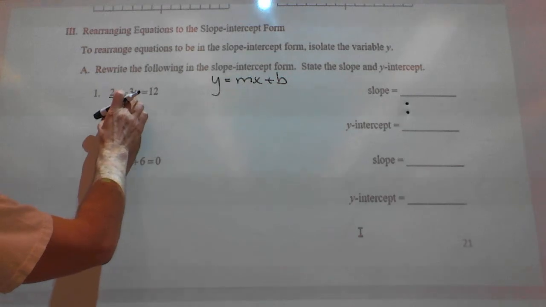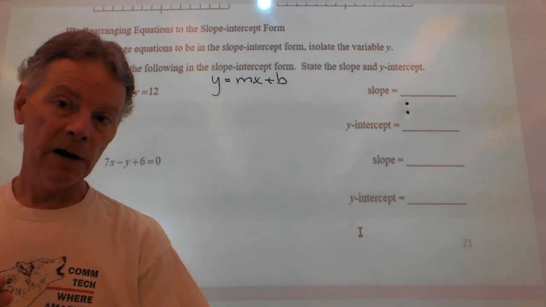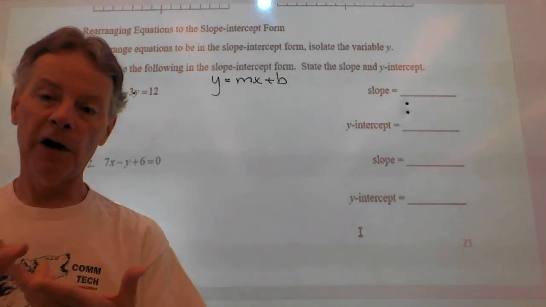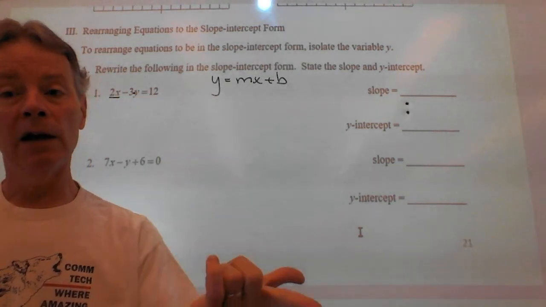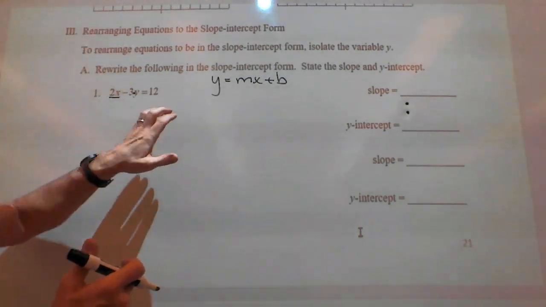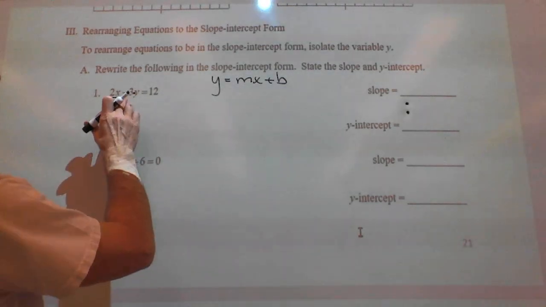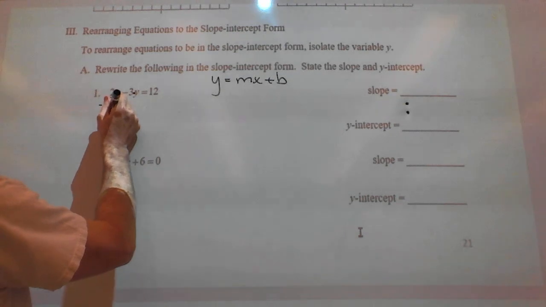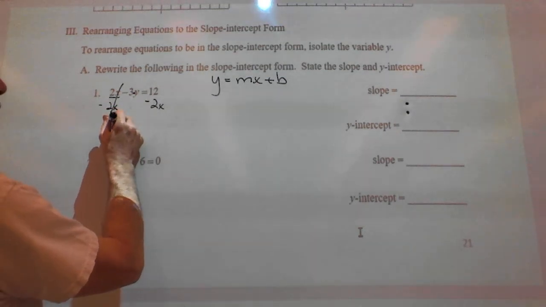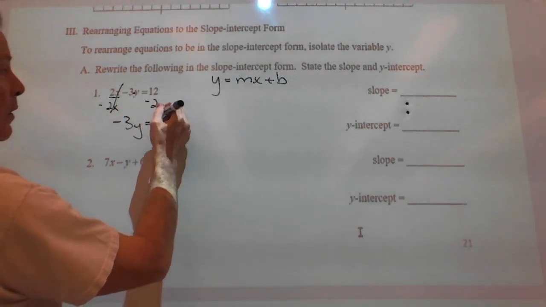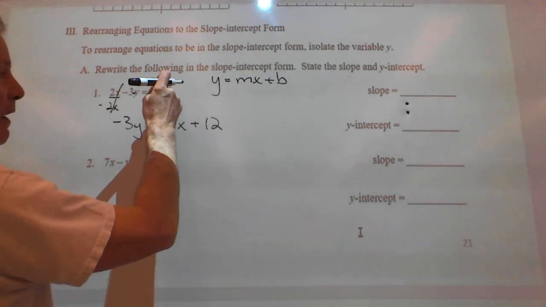When you isolate variables, remember, you always do the opposite of order of operations, okay? You do subtracting and adding first, dividing and multiplying second. You deal with exponents third, and you deal with brackets last, okay? So, very quickly, we want to get rid of this 2x. We're going to subtract 2x from both sides. 2x minus 2x leaves us with 0, and we have negative 3y equals negative 2x plus 12. Remember, you can't combine these two terms.